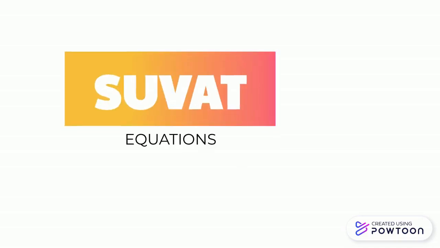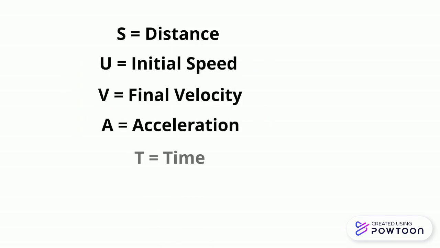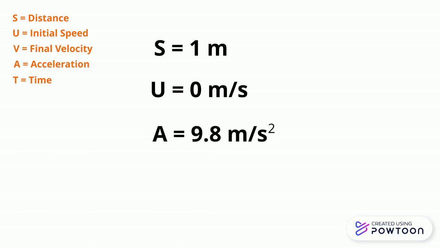In order to calculate the time it takes for the ball to hit the floor, we can use the SUVAT equations. All you need to know is that if you know any 3 of the following 5 values: distance, initial speed, final velocity, acceleration, and time, we can find the other 2. We know that the distance the ball is falling is 1 meter. We know that its initial speed is 0 because its initial velocity is 100% horizontal. And we know that the acceleration due to gravity is 9.8 meters per second squared.